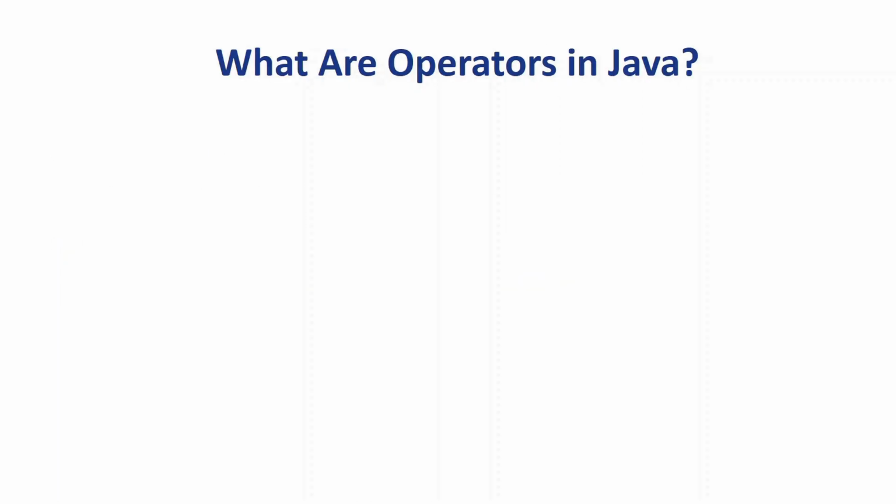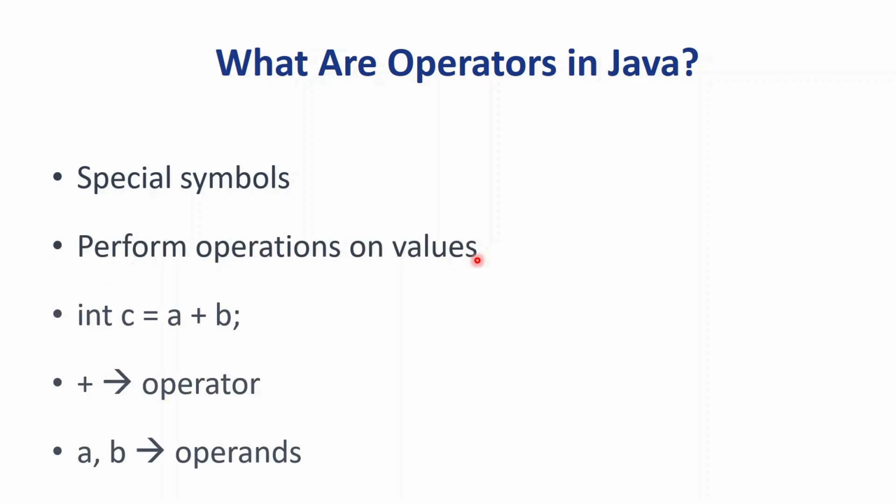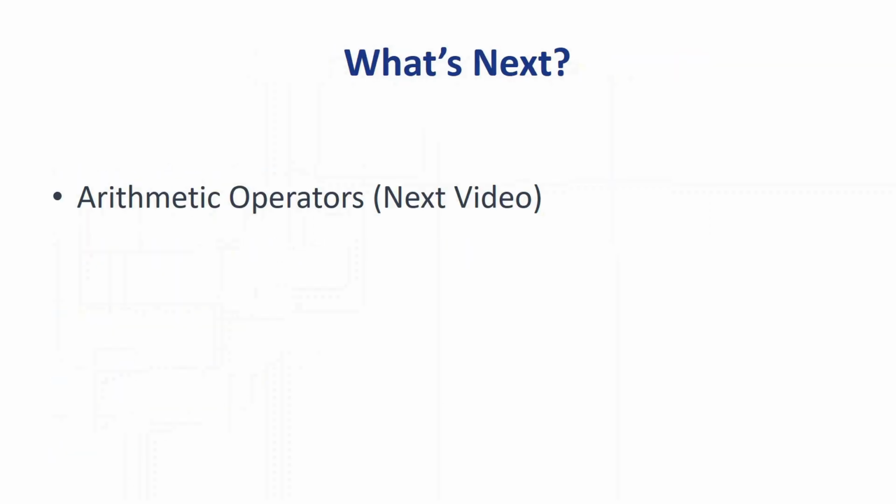Now let's see what operators in Java are. Operators are special symbols which perform operations on values. As you can see here, int c is equal to a plus b. So this plus is our operator and a and b are the operands. So what's next? In the next video, we are going to start with arithmetic operators and understand them with examples.